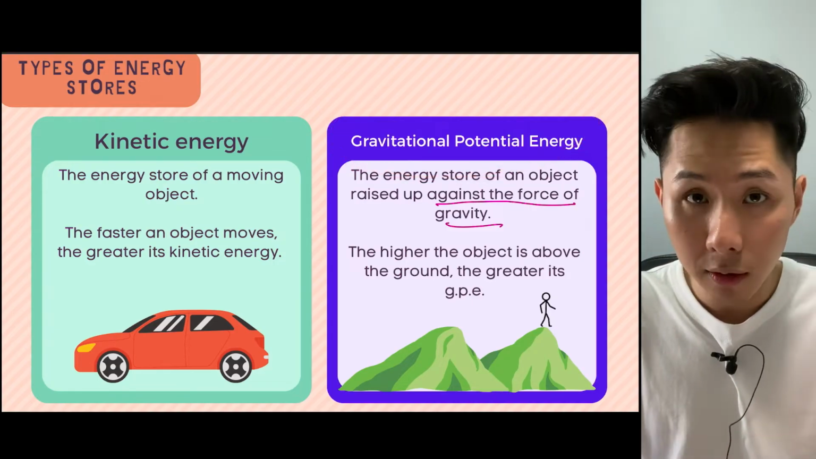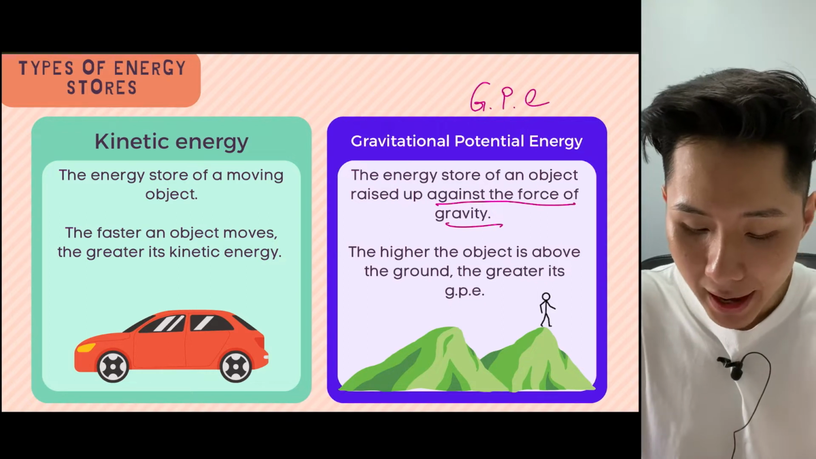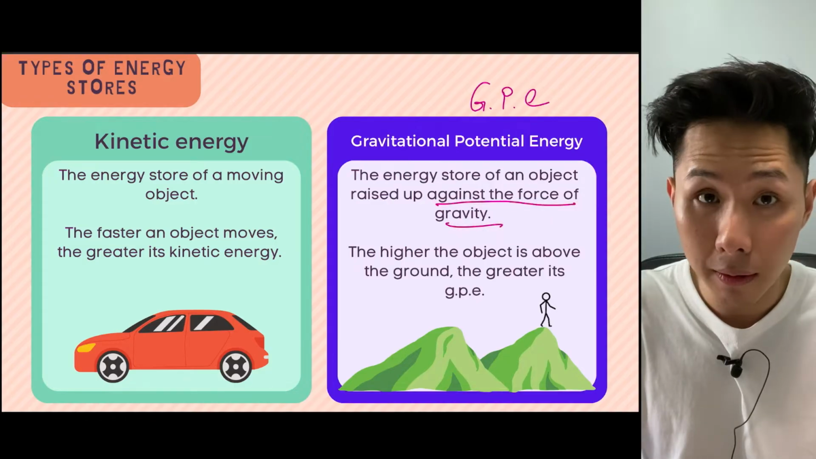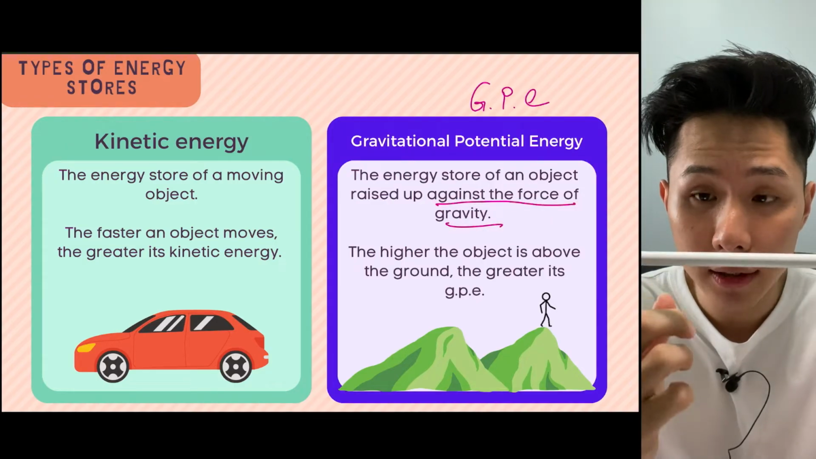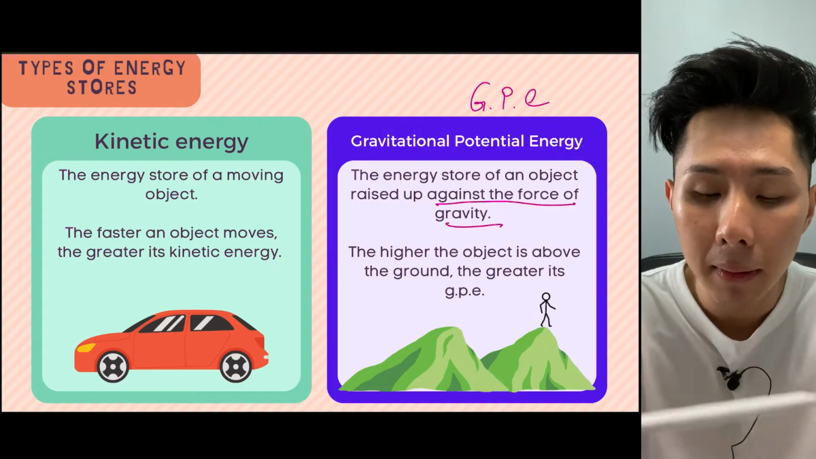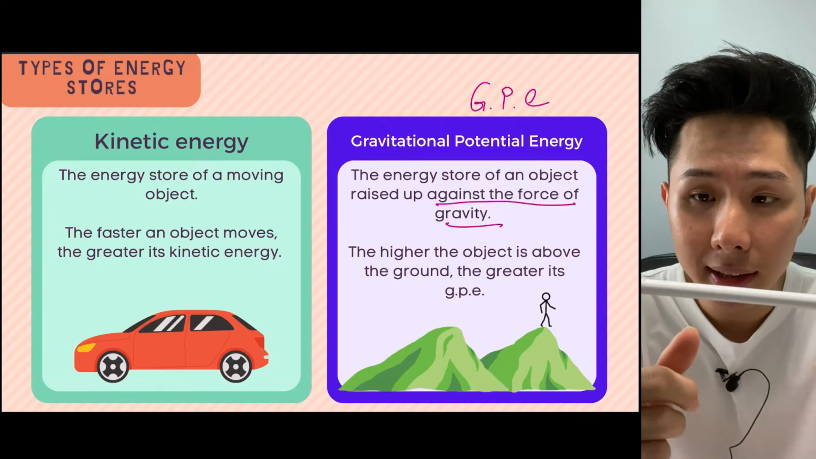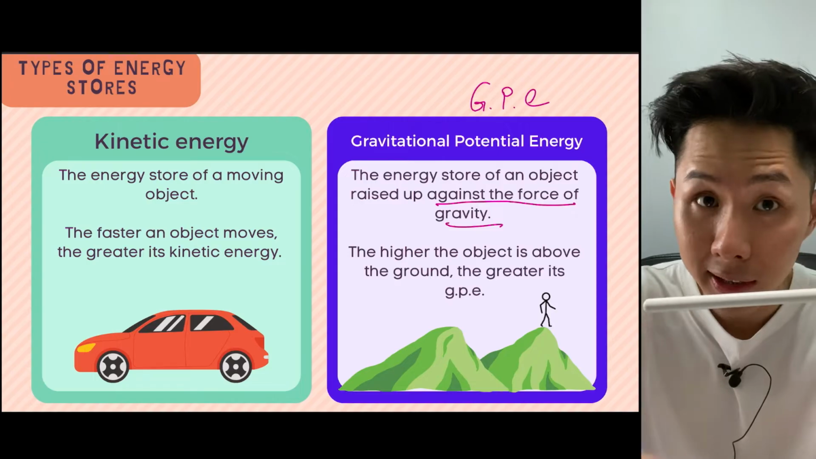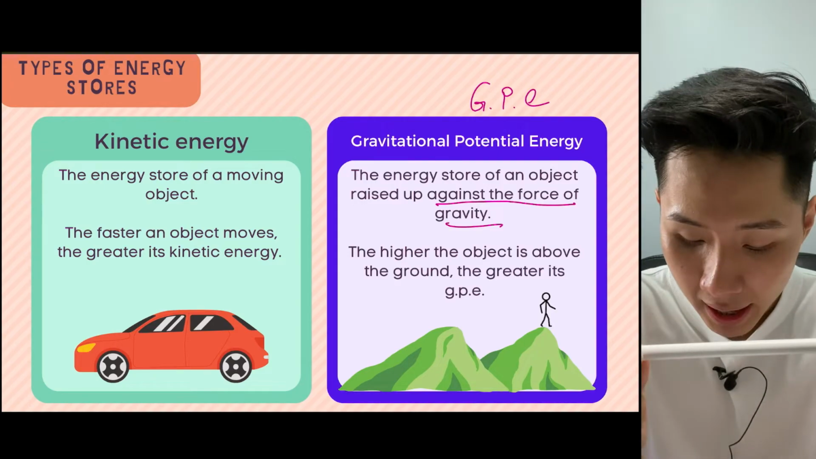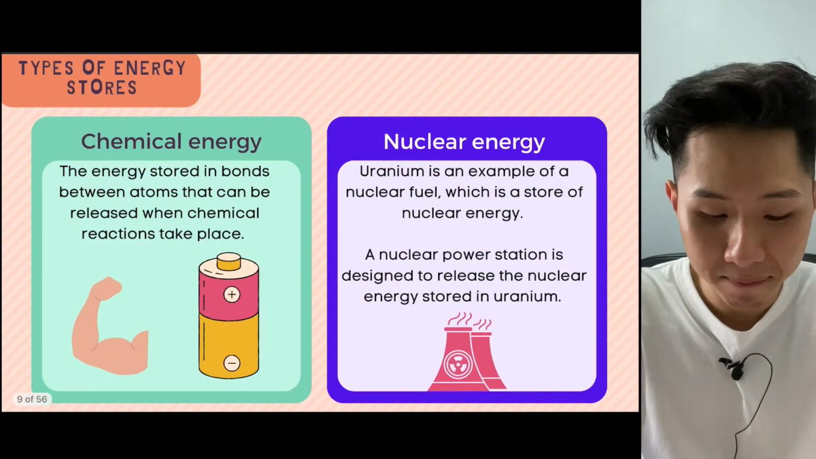The second form is gravitational potential energy, we usually call it G.P.E. It's the energy of an object raised up against the force of gravity. So look at this pen here. If I were to release my hand, it's going to fall down due to gravity. But I can lift it up, I can hold it. Now this object is acting against gravity, it's not falling down. So we can say it has gravitational potential energy. And the higher the object is, the greater its G.P.E. will be.